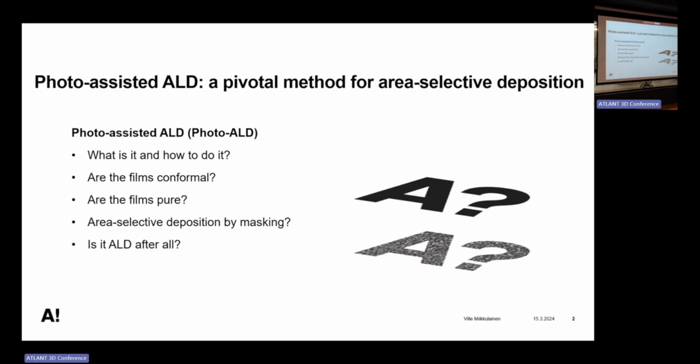And since light is inherently directional, are the films produced with that then conformal on 3D structures? And since the chemistry is slightly unorthodox, considering the traditional ALD, are the films pure? Is it really the material that you're claiming?